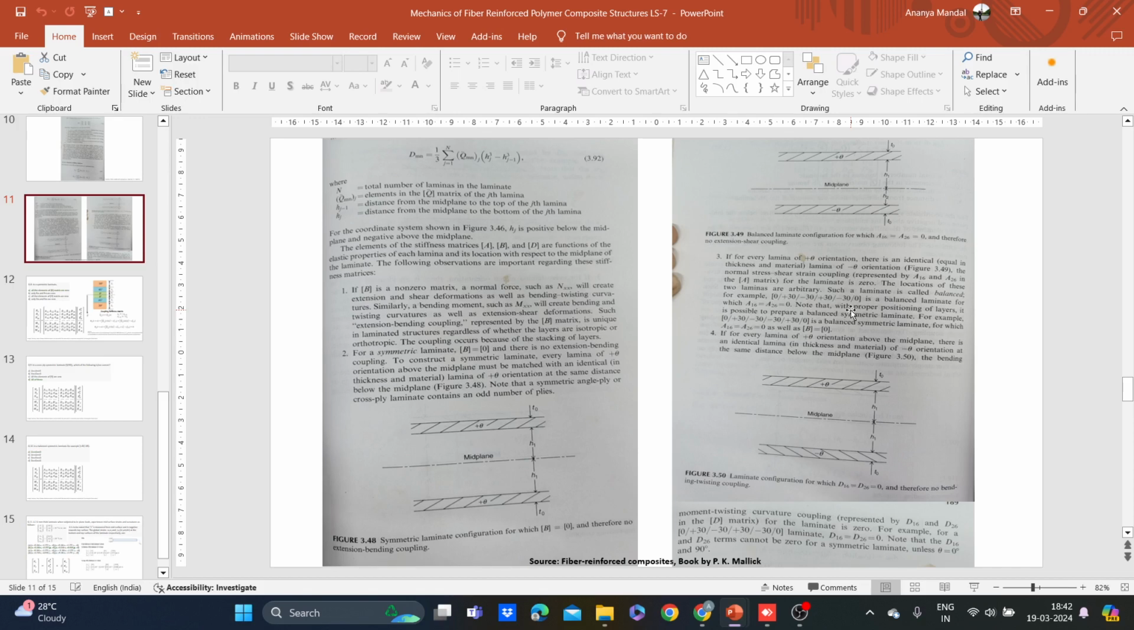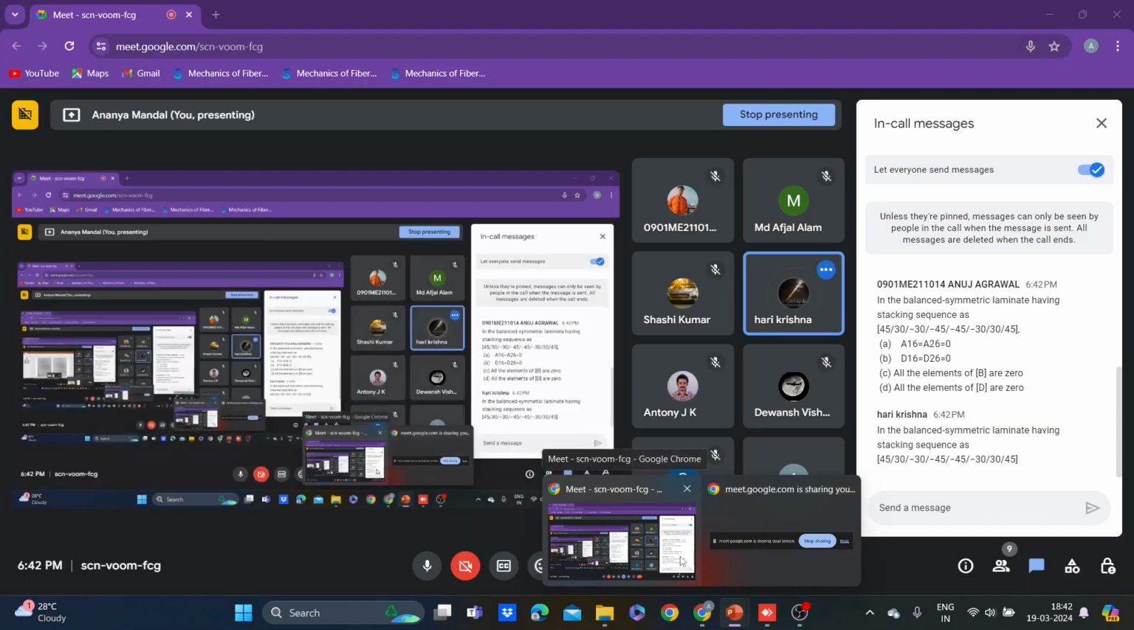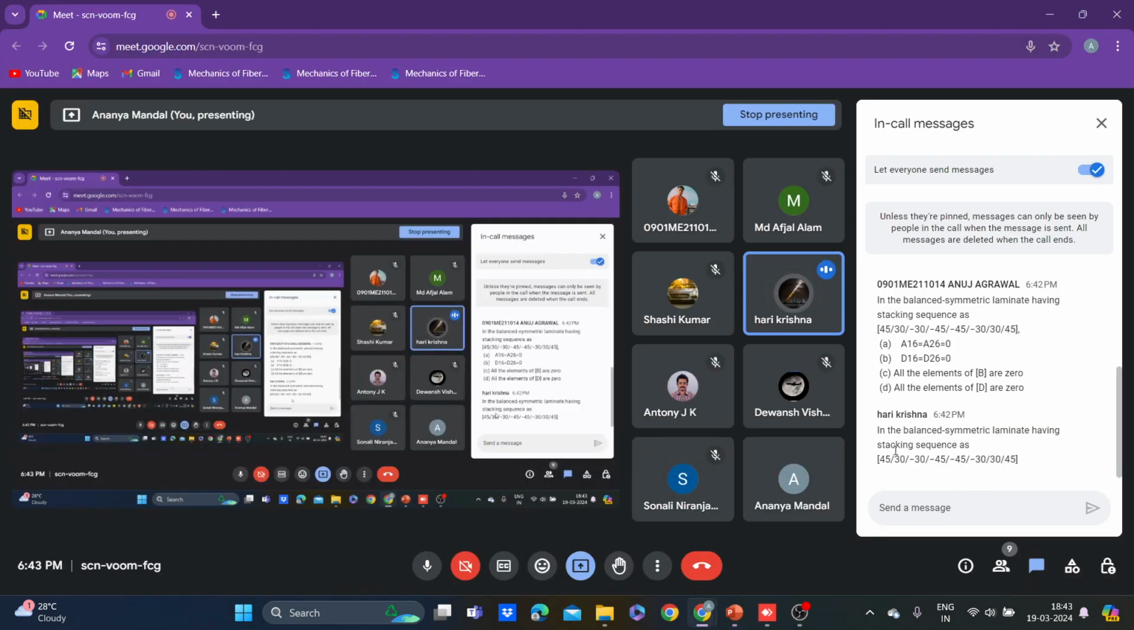Yes, here the position is balanced, ma'am. Positive, again negative, again positive. Yes, for every positive there is a negative. So 45 negative, positive, 40, 30. So this will be balanced. A16, A26 will be 0, D16, D26 will be 0.